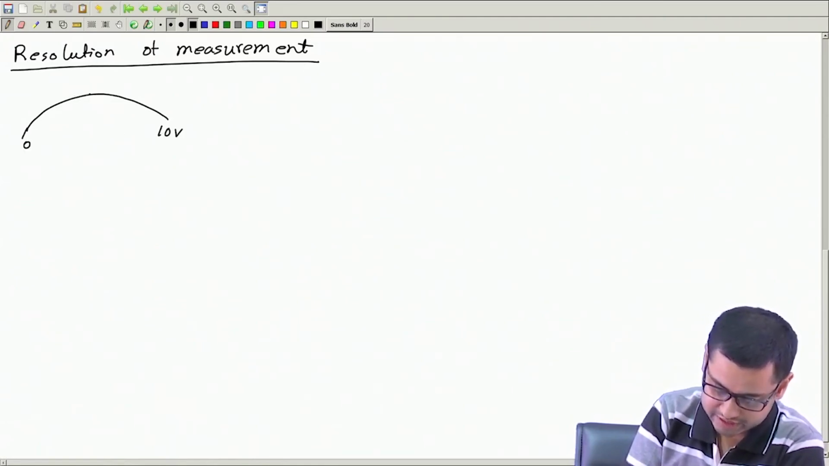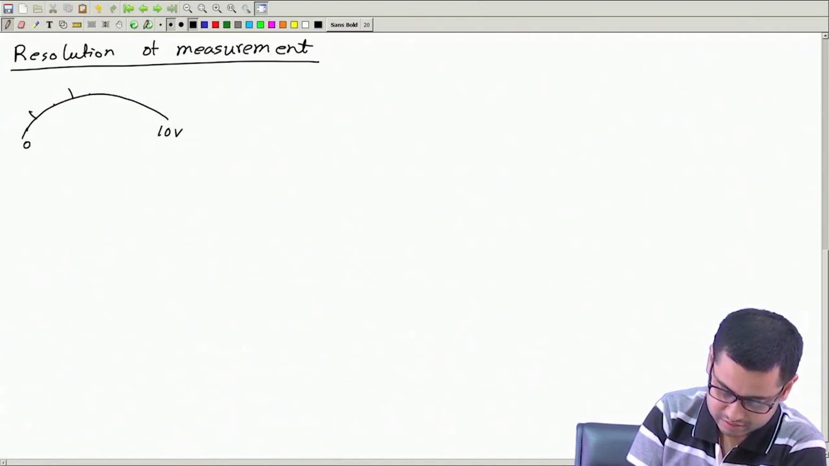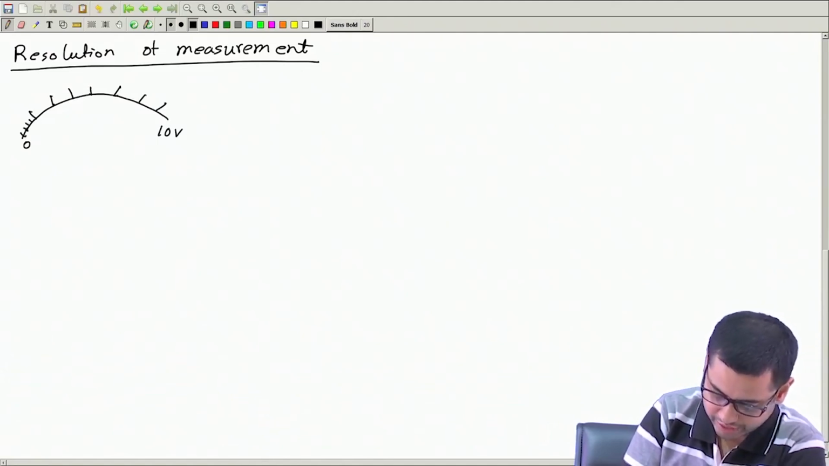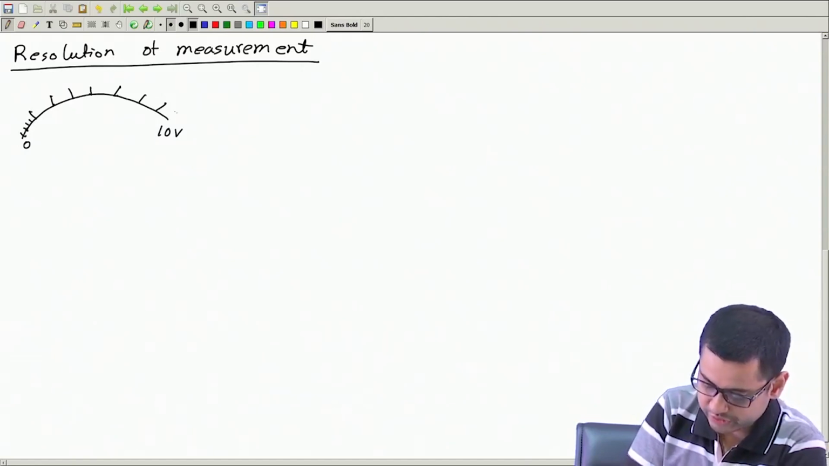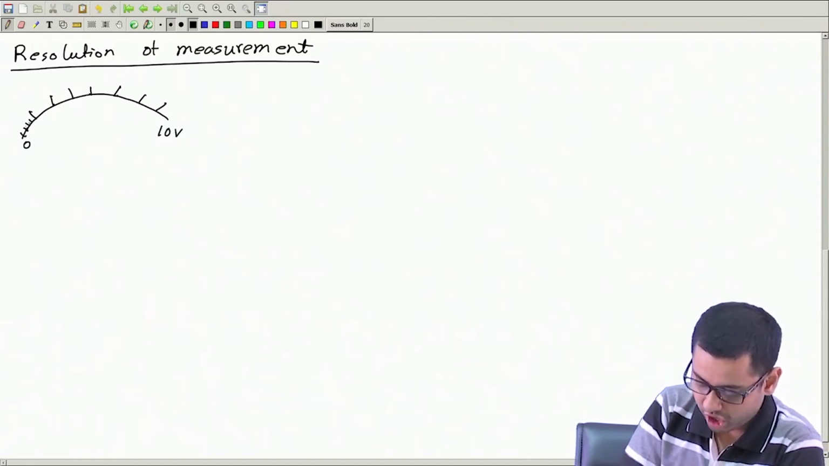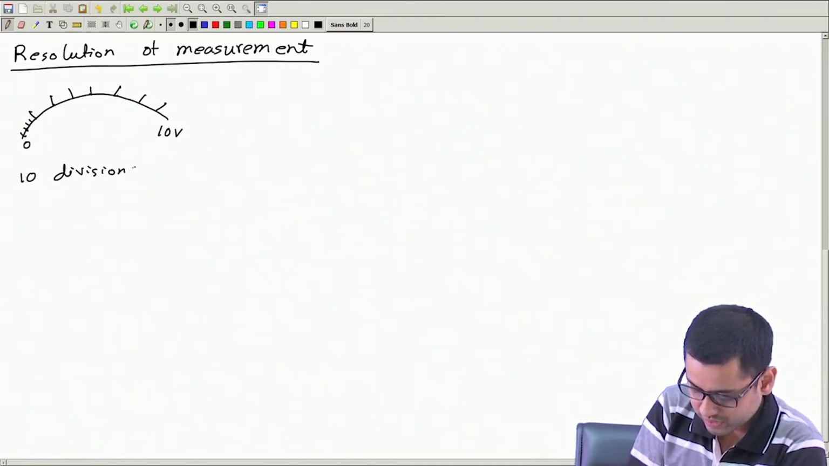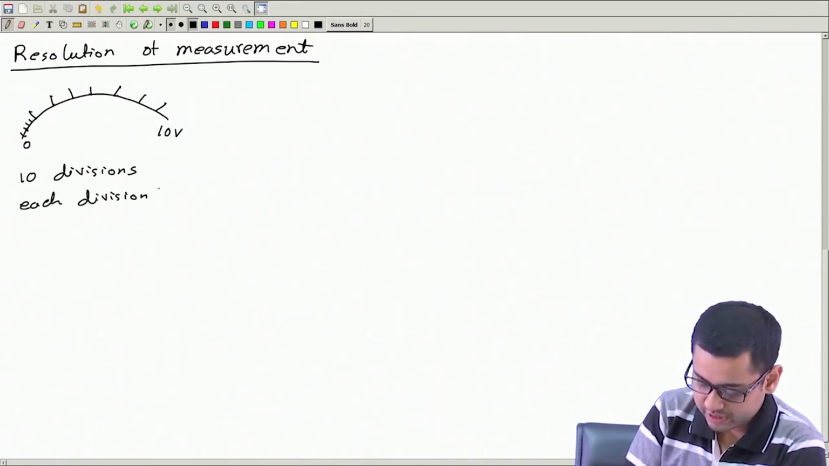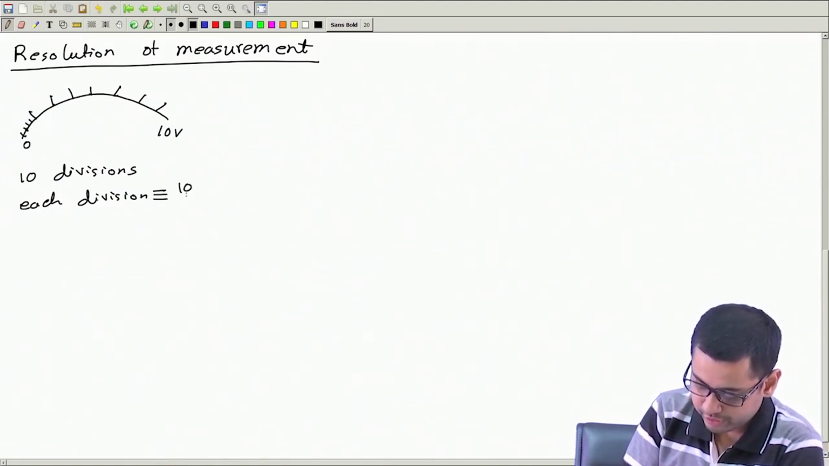Say it has small divisions and a total of 100 divisions or 100 markings on this scale. So, 100 divisions. That means each division of this voltmeter is equivalent to 10 volt divided by 100, which is 0.1 volt.